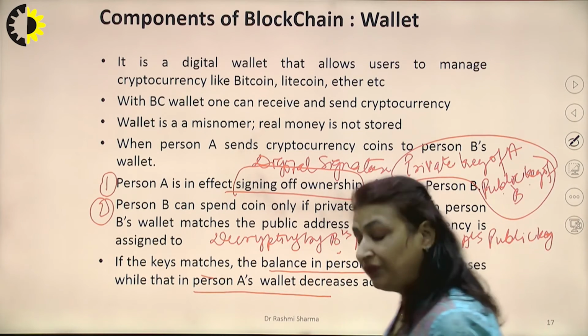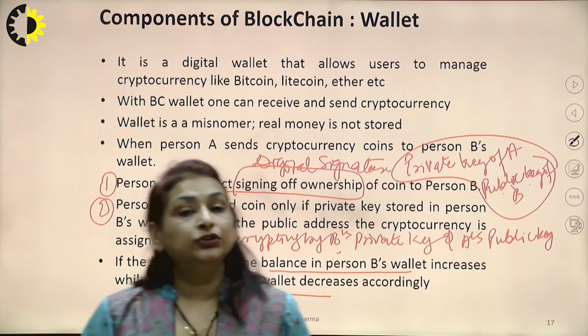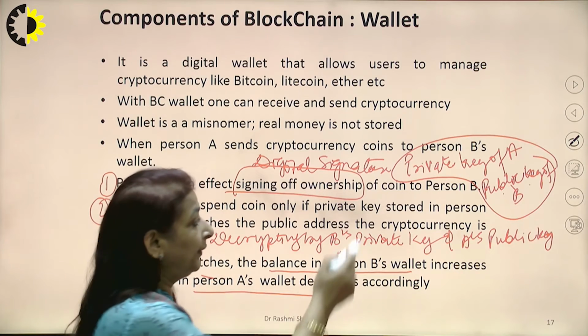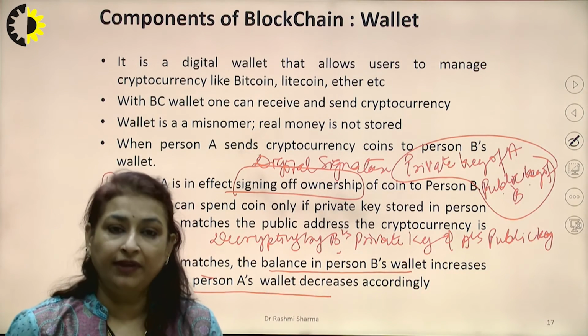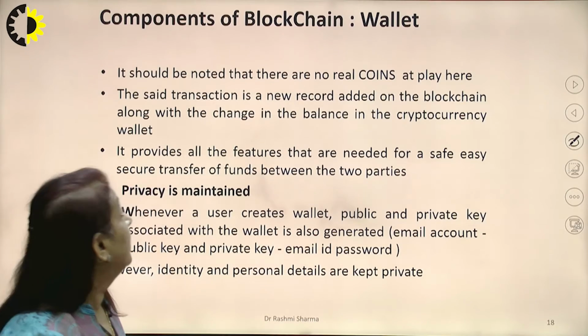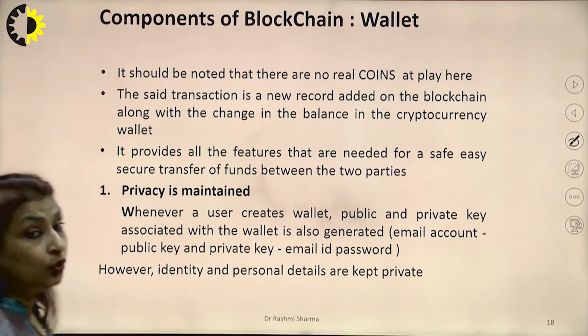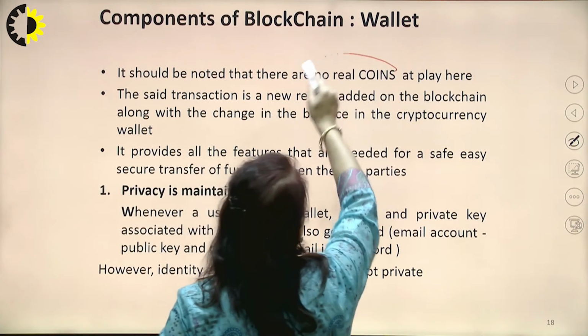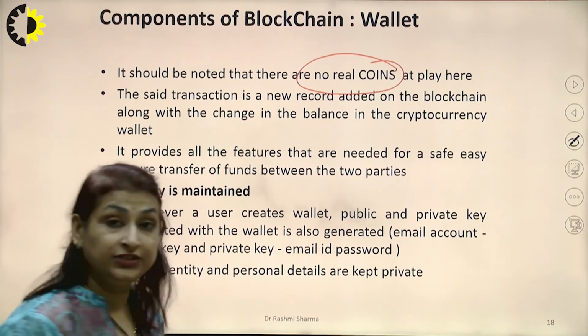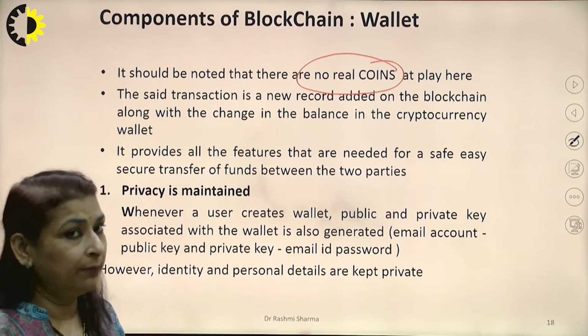As the public key of A is given to everybody, here the main match should be the public key of B and the private key of B. Okay, so it should be noted that there are no real coins. No real coins. We have only the digital coins which are taking part in this.